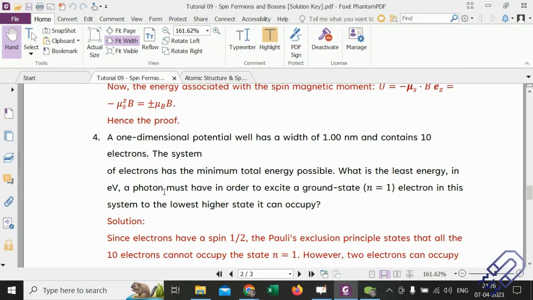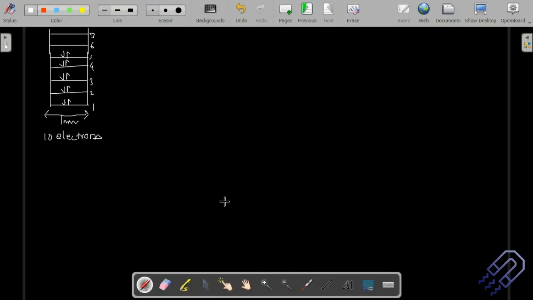What is the least energy in eV a photon must have in order to excite a ground state, n equal to 1, electron in this system to the lowest higher state it can occupy? So it's simple. It asks what should be the energy of a photon. That means I want a photon to be incident here so that one of these electrons, let's assume this electron, gets excited to the next excited state. Now the next excited state is 2, where there are already two electrons sitting. So it cannot go there because of Pauli's exclusion principle.